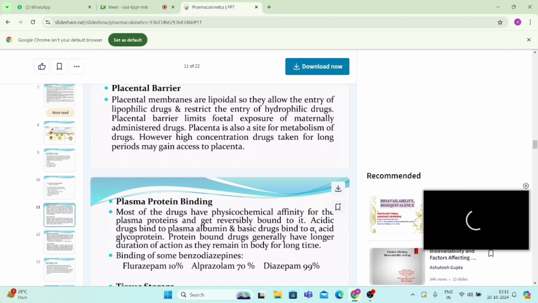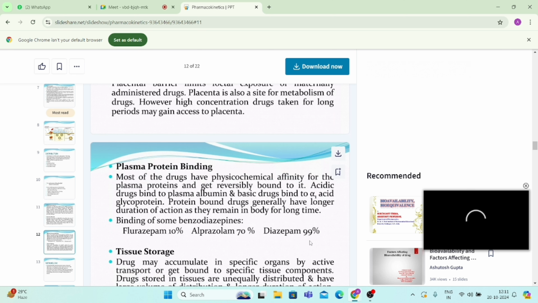Next we have plasma protein binding. Plasma protein binding. Where are plasma proteins? On the plasma membrane. Okay, we have transmembrane proteins.